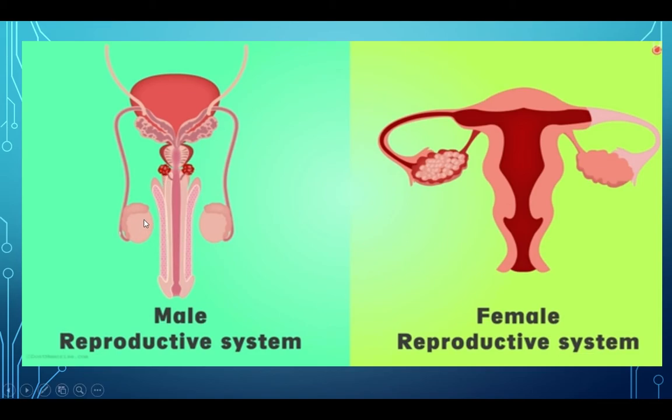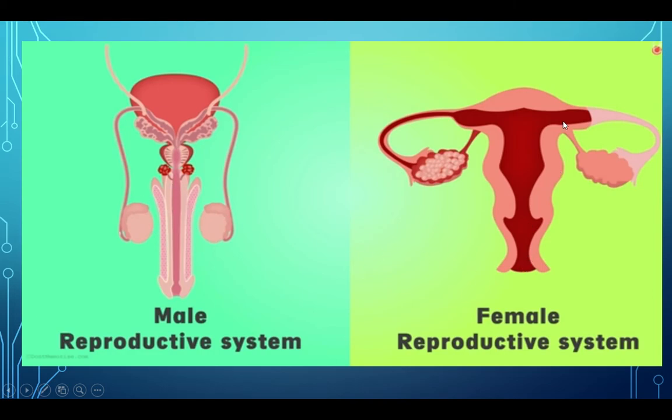The testis produces the sperms, and the sperm will be temporarily stored in the epididymis, and it moves through the vas deferens and comes out through the ejaculatory duct along with the secretions of the seminal fluid, which mixes up and comes out in the form of semen. Right? And this is about the male reproductive system.